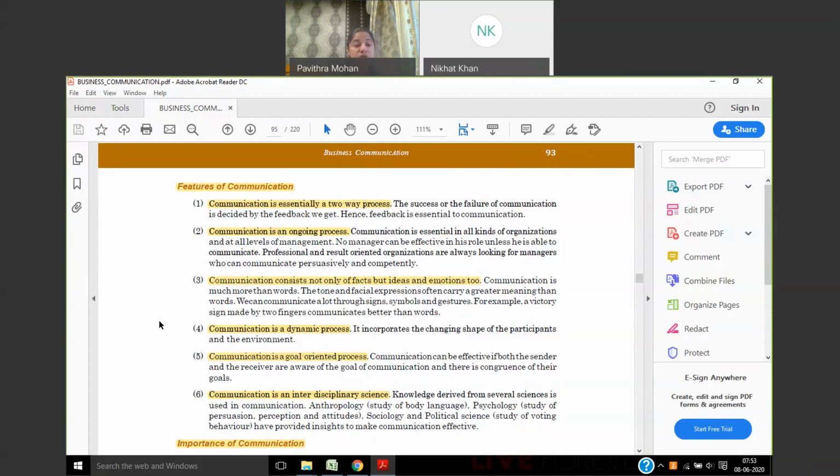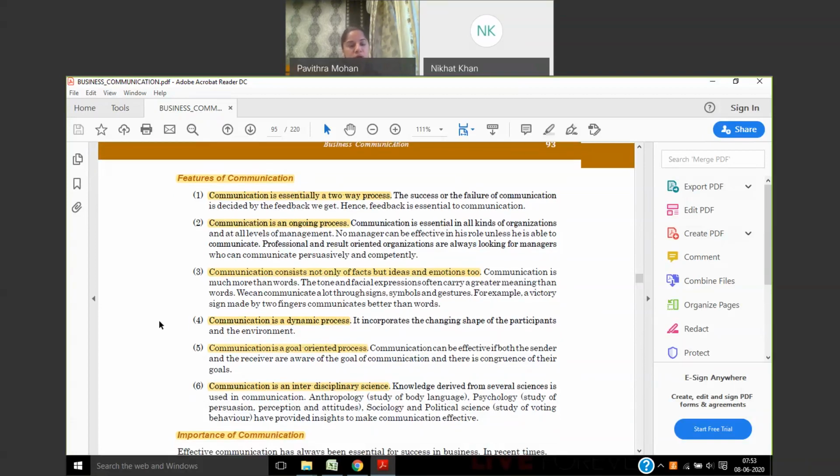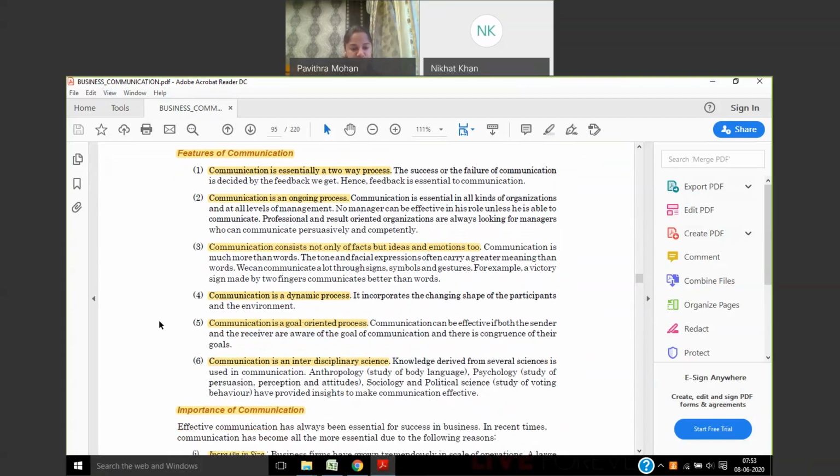So communication is not basically constrained just to transfer of information or knowledge, but it is also considered as different sciences coming together in order to have a better and more effective way of ensuring that your goals or perspectives are being reached.